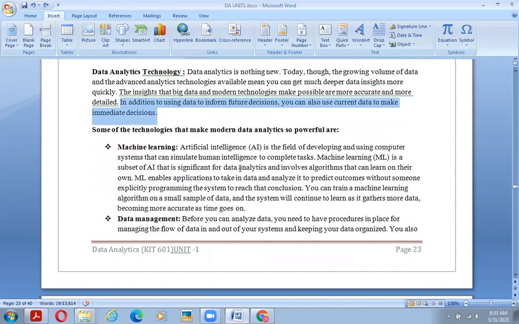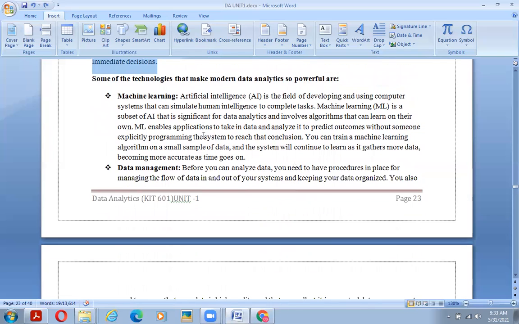Now, why is data analytics faster? Most probably because there is technological support behind it. Those technologies are machine learning and artificial intelligence. Artificial intelligence is the field of developing and using computer systems that can simulate human intelligence to complete tasks humans learn. Machine learning is a subset of artificial intelligence that is significant for data analytics and involves algorithms that can learn on their own. ML enables applications to analyze data without someone explicitly programming the system to teach them.